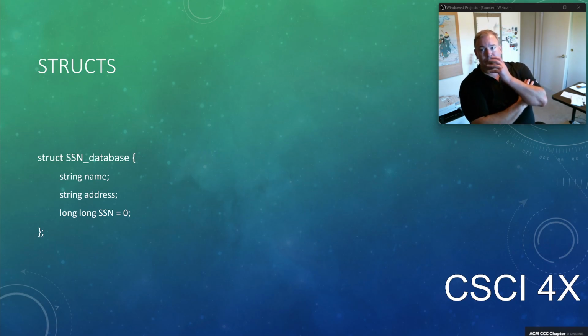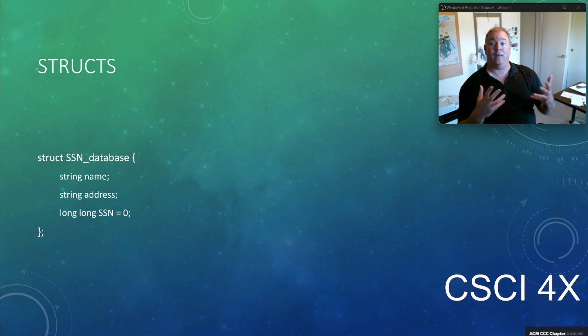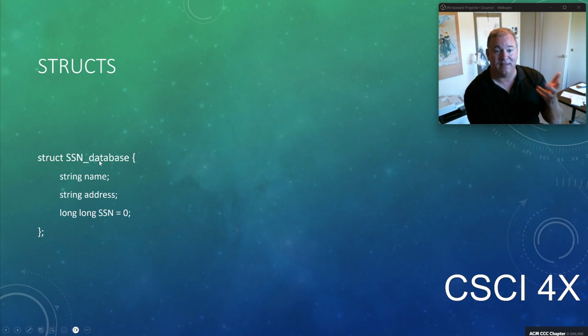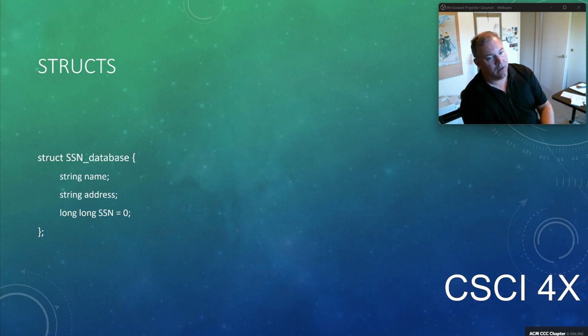So what we're doing here is we're creating a new type. Instead of saying integer Bob, we could say SSN database Bob. It's a new type, and it's describing what sort of values Bob can hold. In this case, it's going to hold a name, an address, and a social. The name is a string, the address is a string, and the social is a long, and initializes to 0 if we don't give it a value. Strings initialize themselves to empty strings.